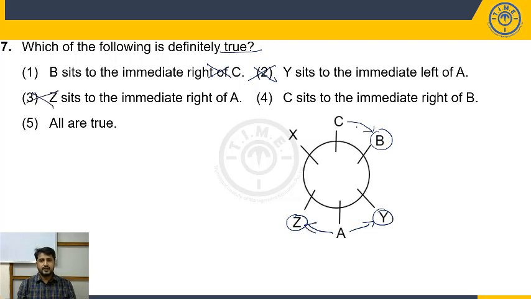C sits to the immediate right of B? Yes. C is immediate right side of B. Fourth option. Choice 4 is true.